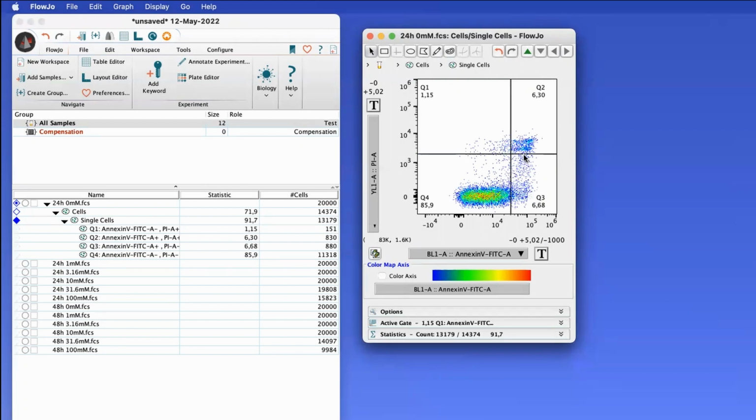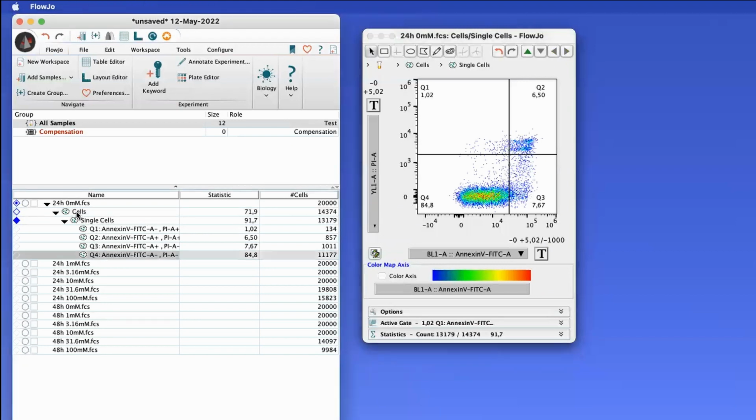However, you may make the argument that these cells would also fall into the PI category because they technically have PI inside the cells, and you may want to set your gates here. Again, either is valid depending on your question and the logic that you've used, and as long as you apply those gates consistently from sample to sample throughout your experiment, any changes will be comparatively reflected in those gates. I'm just going to move them back up here where I like them.